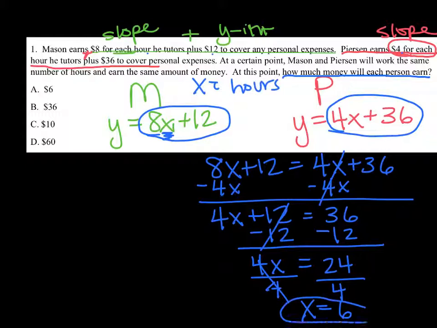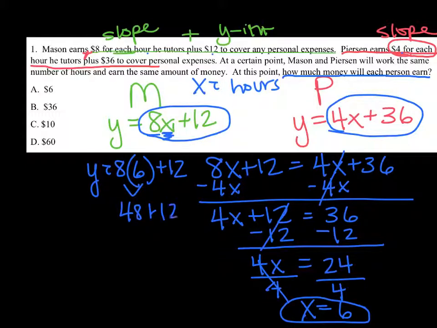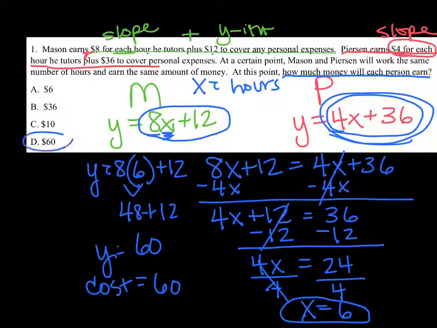This means 6 hours. So we're going to have to plug that into either one of these equations, whichever one you want to use. So I would probably pick Mason's equation. So we've got y equals 8 times 6 plus 12. 8 times 6 is 48. 48 plus 12 is equal to 60. So y, or the cost, equals $60. And it should be the same if you were to plug it in over here at Pearson's.